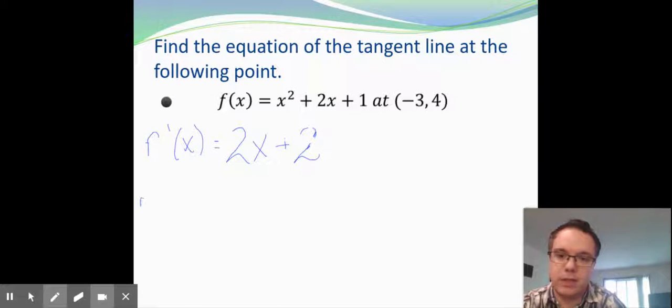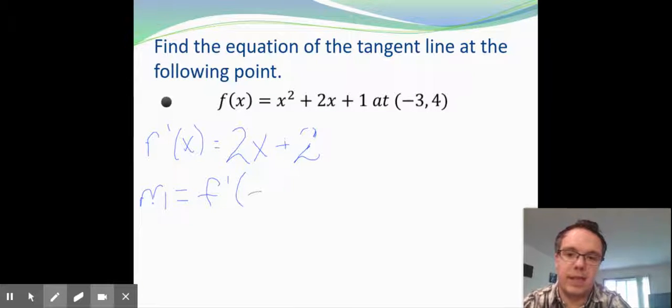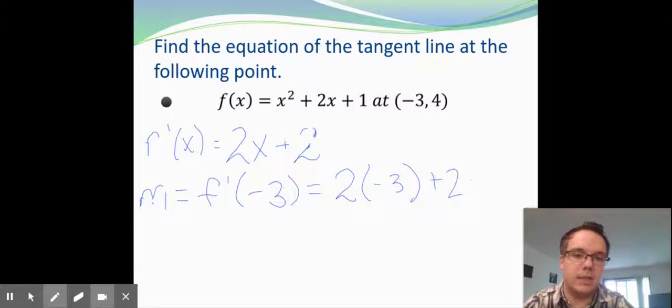So to find our slope of our line, we're going to find our derivative at negative 3. So we're going to plug in negative 3 for our x value into our derivative. And so we're going to get negative 6 plus 2, which is negative 4. So now we have a slope.